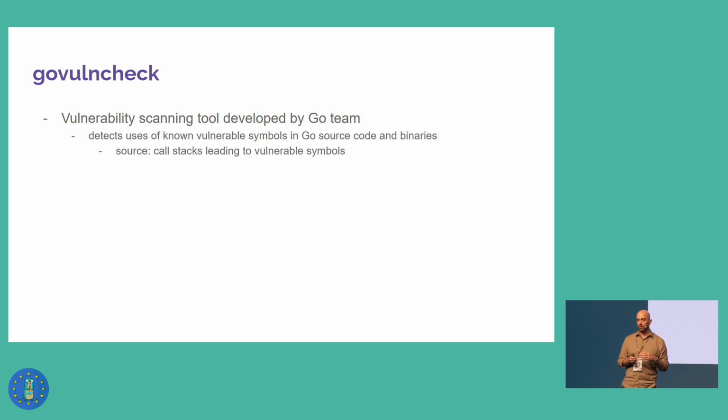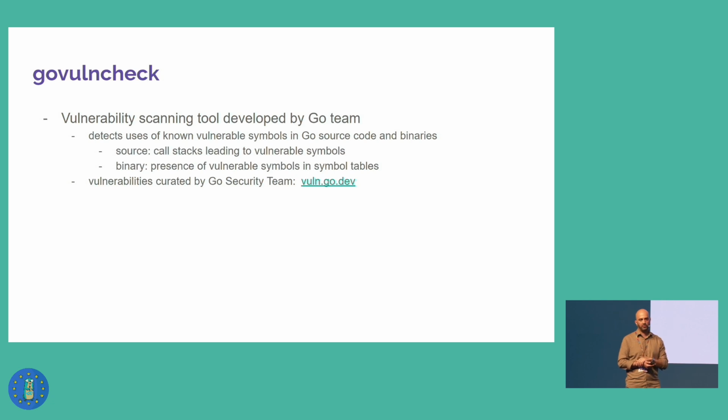For source code, it's going to build a call graph of your whole program. And it's going to try to find whether there exists a path from entry points of your program to the vulnerable symbol. And if so, it's going to actually communicate that call stack. And for binaries, which is perhaps more important for this talk, we're going to look at the symbol table of your binary. We're also going to try to detect inlined symbols. And if any of them are vulnerable, we're going to tell you that. Of course, none of this would work if you didn't have a vulnerability database with those symbols. So the Go team designed and is curating a Go vulnerability database.